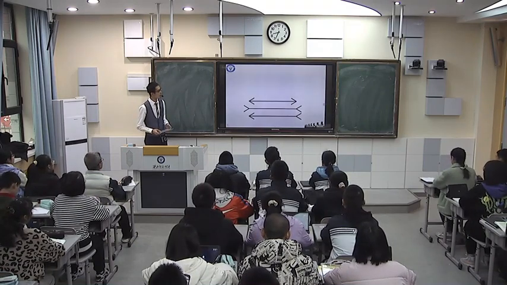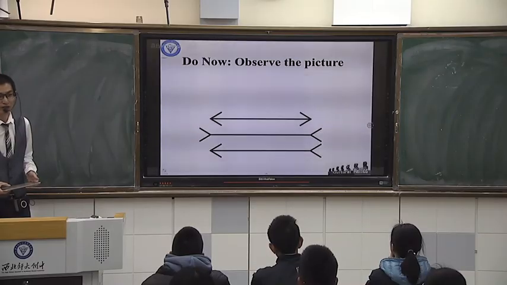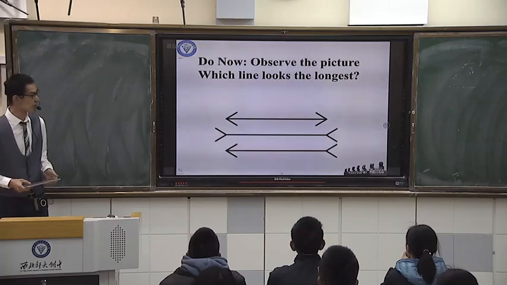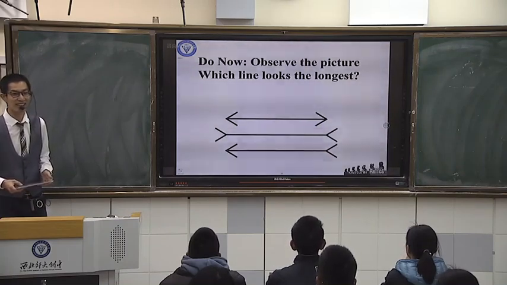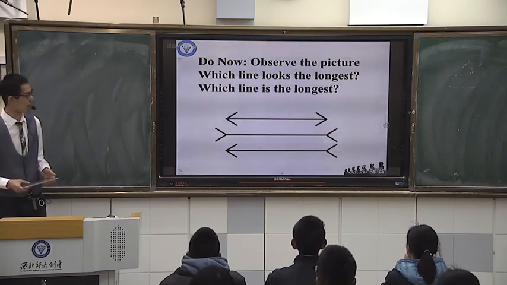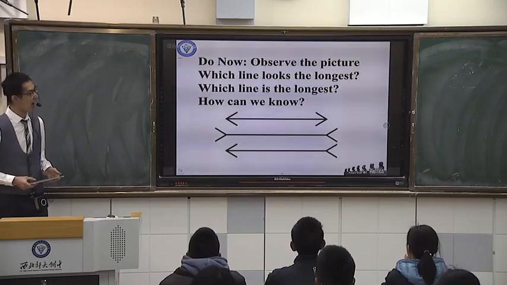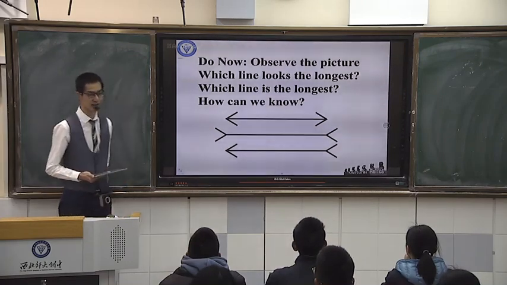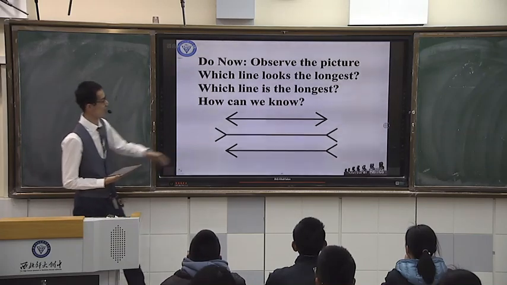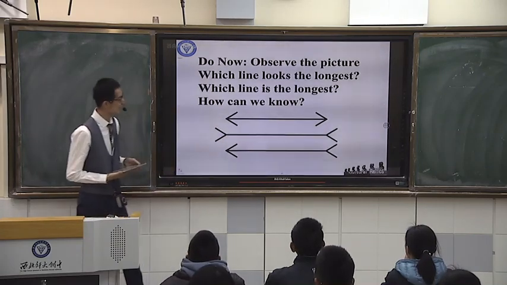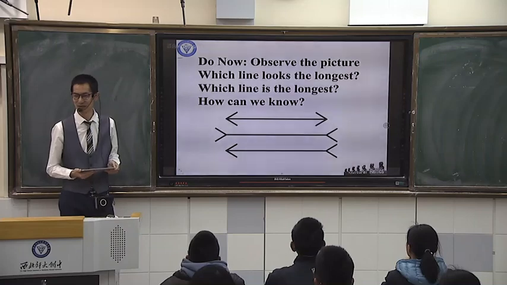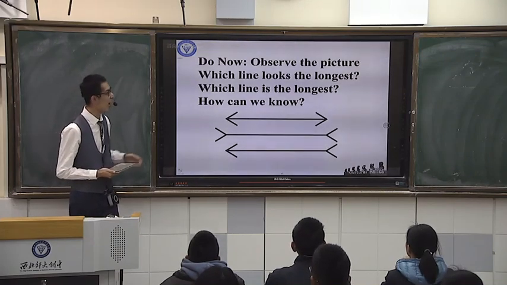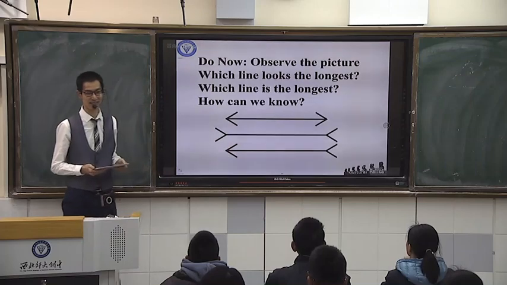Question number 1. Which line looks longer to you, or longest? Question number 2. Which line is the longest? Question number 3. How can we know? Can you tell me which line looks the longest? The line in the middle, right? Okay, the second. Which line is the longest? Do you know? Probably. Okay. How can we know they are the same?